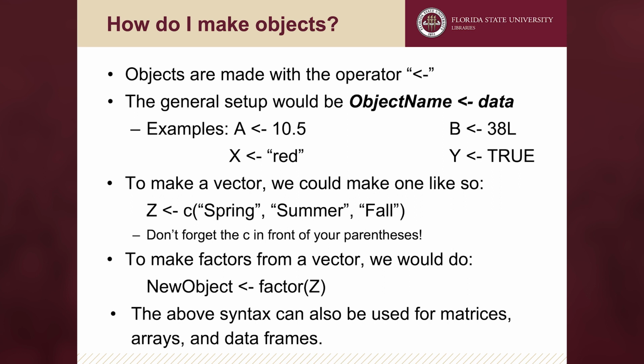If you wanted to make a factor from this vector, you would put the name of the object, <-, and then the word factor with the name of the vector in parentheses. So in this case, you were making a factor out of the z vector. And you'd also use the same syntax for matrices, arrays, and data frames.